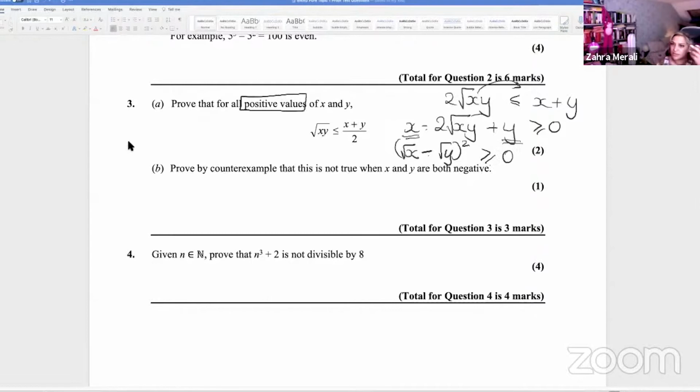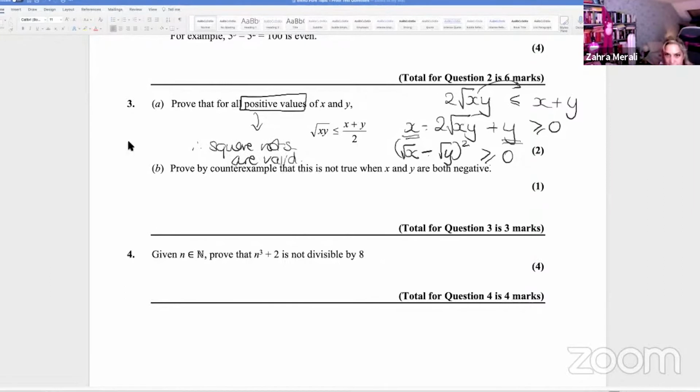But only when it's positive am I able to do that, because the square roots in this case would be real. So positive values, therefore square roots are valid. Remember, it's illegal to take the square root of a negative number when we're in normal maths.